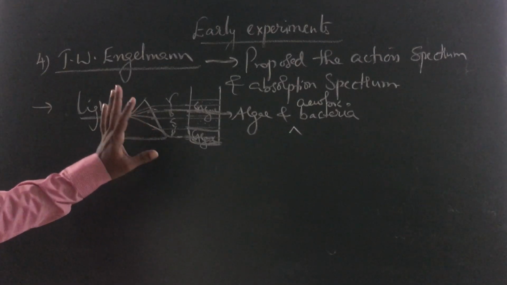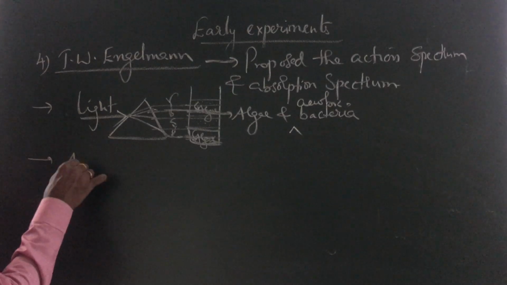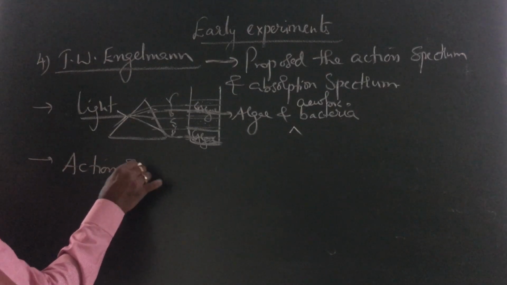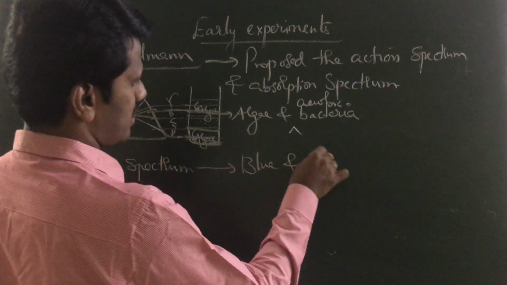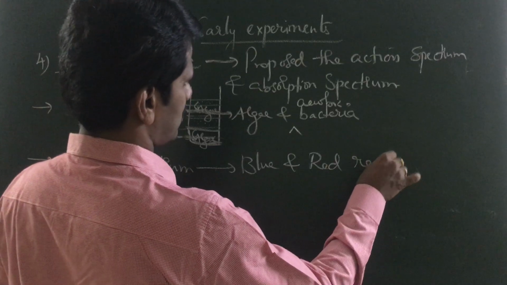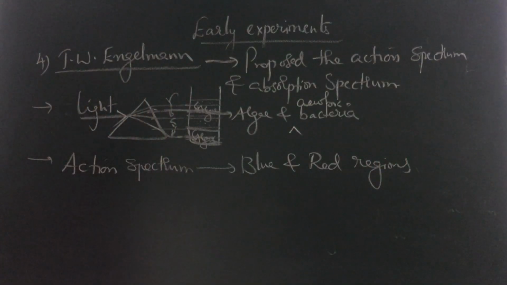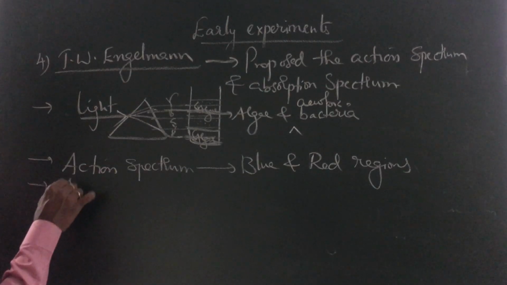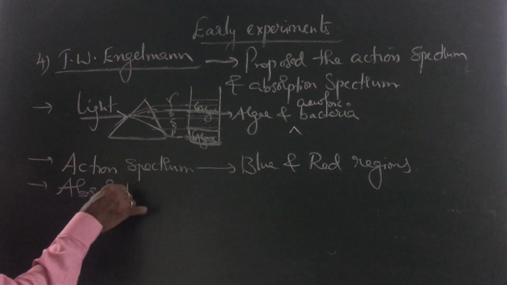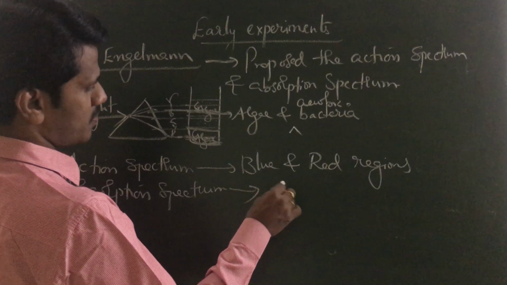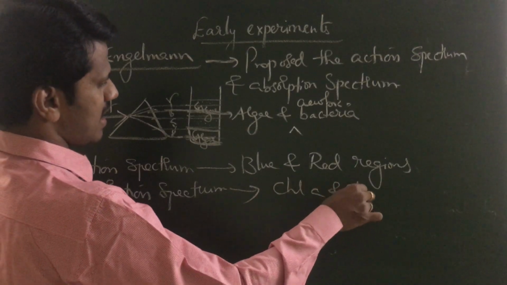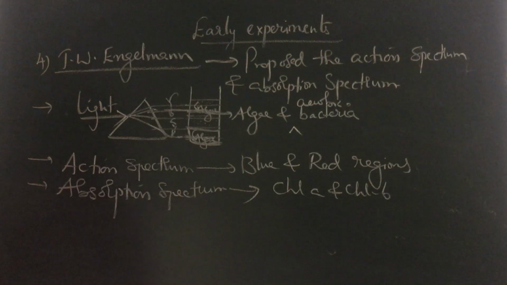So this is the action spectrum. The action spectrum is at blue and red regions. Absorption spectrum, who is absorbing? Pigments. So pigments are nothing but chlorophyll A and chlorophyll B. Chlorophyll A and chlorophyll B give the absorption spectrum.